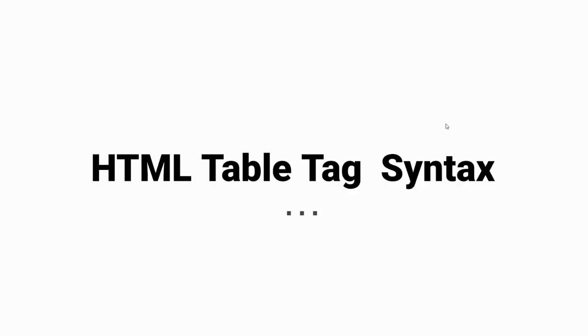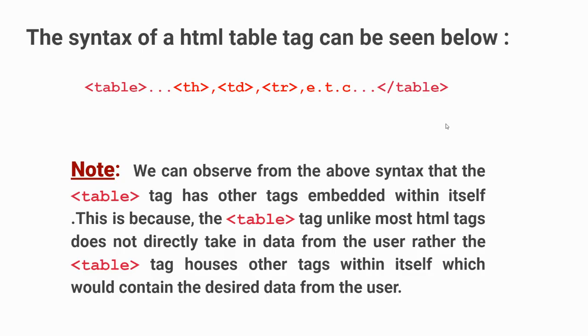HTML table tag syntax is the next thing we'll be talking about. So we have the syntax of the HTML table tag as seen below. I'm guessing you all can see the syntax. It's in red ink. So you can see it's a multi-line, it's a multi-tag. That means it has an open tag and a close tag.